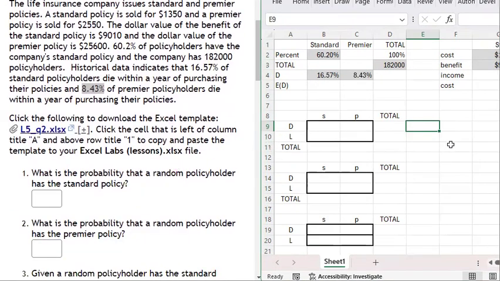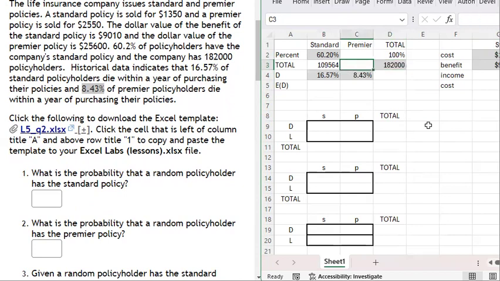Okay, so what we have to do now is, this is the event: the policyholder dies within a year of buying the policy. And this is going to be the expected number of them. This is the total number of policyholders that have a standard policy. The way we calculate that number is we type equals, and multiply the 60.2% times the overall total. So we have 109,564 standard policyholders out of 182,000 policyholders.